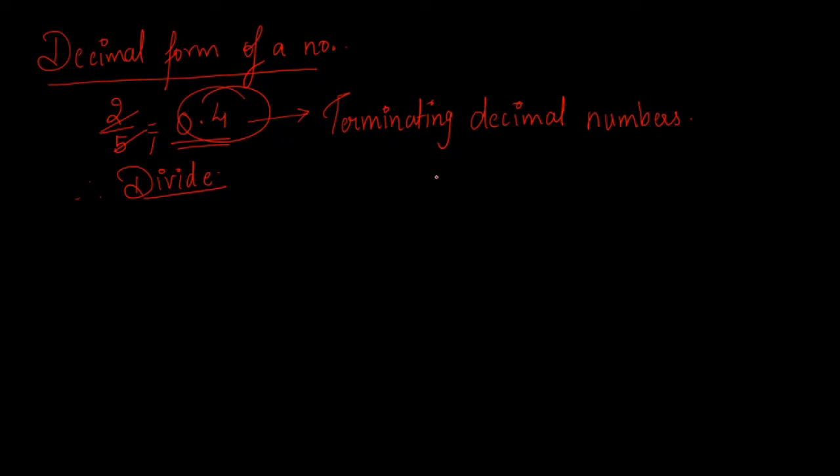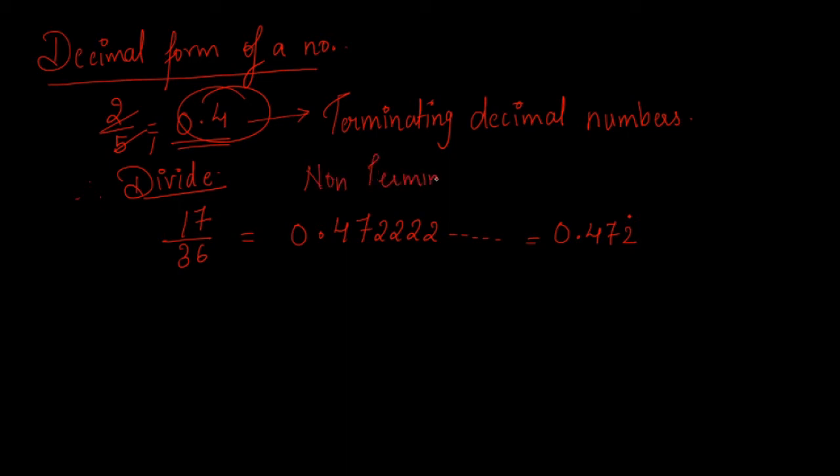So if you have terminating, you are obviously going to have non-terminating also. So I'll give you one more example. If I have 17 upon 36, children, and I write it down, it is 0.47222 and this 2 is going to continue. So I can also write it as 0.472 and on the top I give a dot. Now this explains that 2 is going to be repeated over and over again. Such type of numbers are called non-terminating decimal numbers.